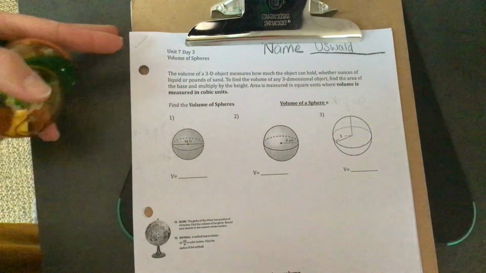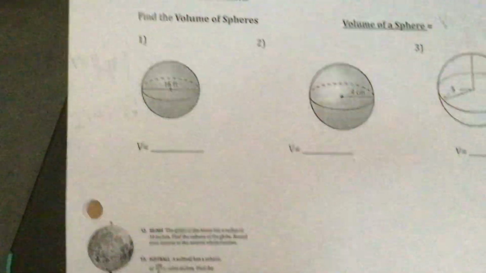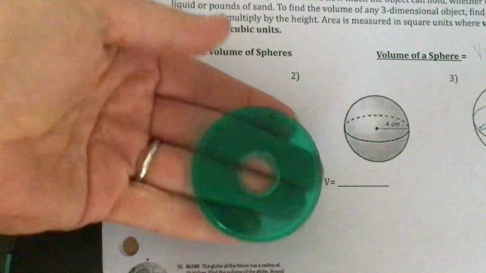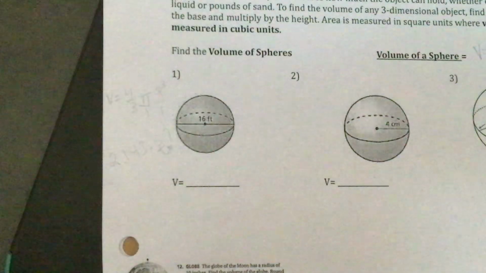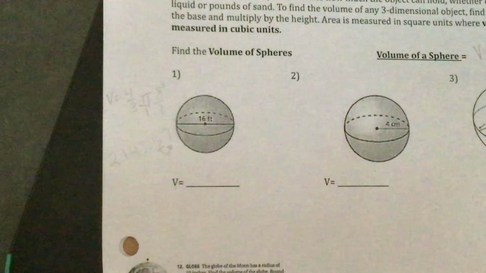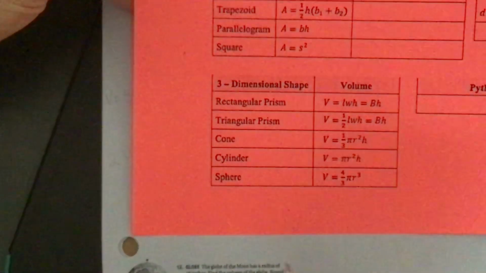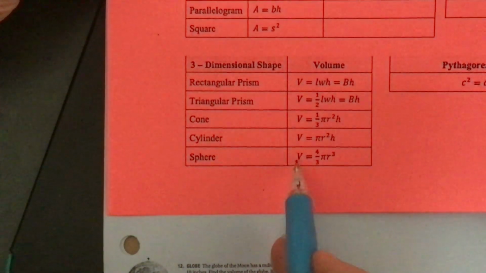I want you to know that we are dealing with spheres. And so that's this shape here, not a circle. It's not a flat circle, but it's a 3D sphere, right? So with this, we're going to try and find our volume. How much can this sphere hold? So come down here to sphere, and we're going to write this formula on our paper.